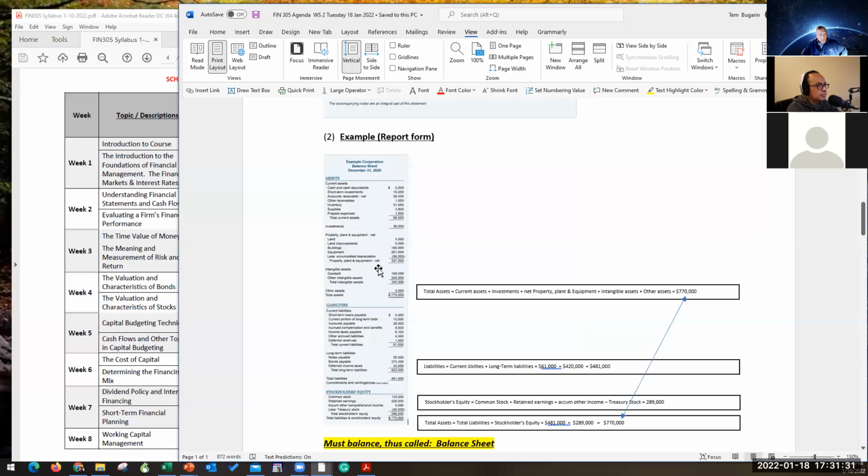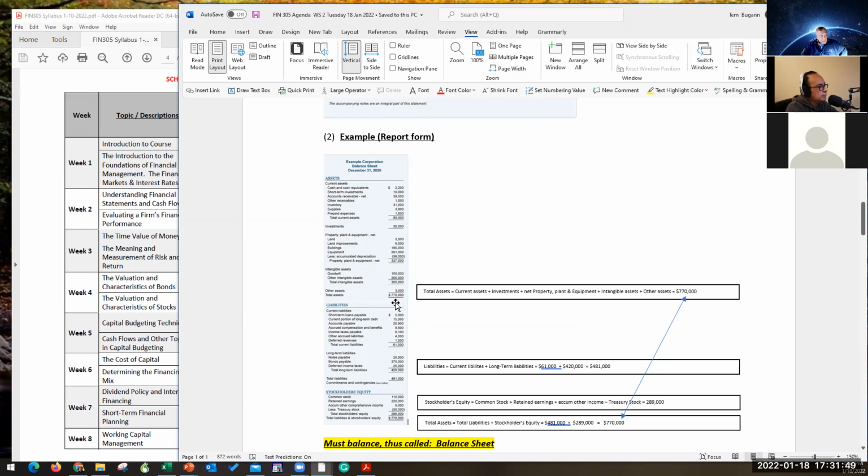Now, I use this report form to indicate that when you add up your assets, assets include current assets plus investments plus net property, plant and equipment plus intangible assets plus all your other assets.